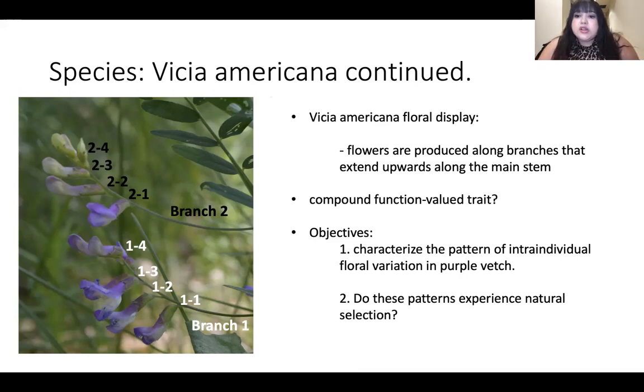You can see how this organization suggests the possibility for a compound function value trait along the main stem and along these subsequent branches. Overall, my objectives were to characterize the pattern of intra-individual floral variation in the purple vetch, and also to look at whether these patterns experience any sort of natural selection.